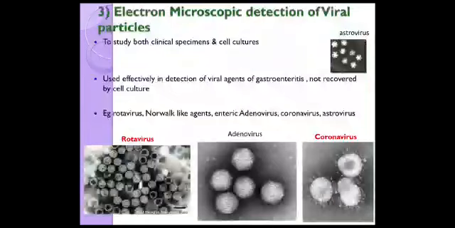In the previous class, during the introductory class, you were given examples of viruses which have a specific shape. For example, a rabies virus is bullet shaped. Pox is brick shaped. Ebola is filamentous, and rotavirus is a spoke wheel type. Astroviruses are star-like viruses. Examples are these.